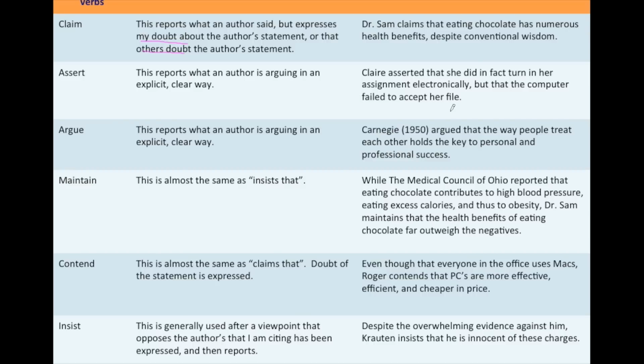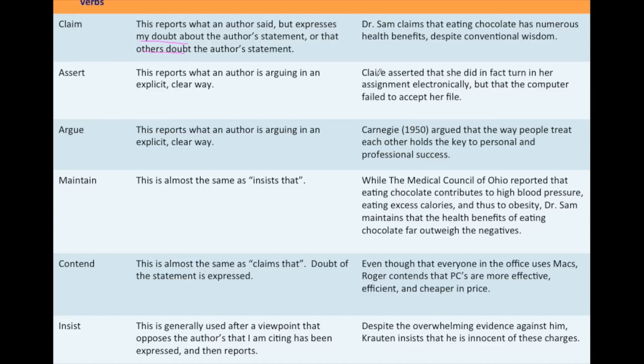In this chart, you can see the subtle differences in terms of argumentative strength among these frequently used reporting verbs. Be careful when we choose them, since the meaning and the strength of argument vary among each verb. For example, many students like to use claim when paraphrasing an author's perspective. Though it reports what an author said, claim expresses my doubt about the author's statement, or others' doubts about the author's statement. Hence, assert denotes another layer of argument.